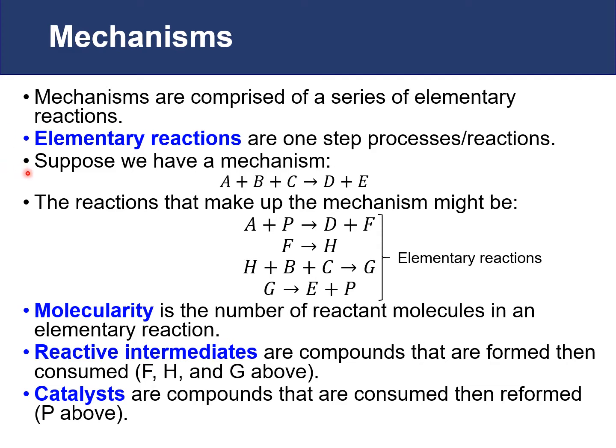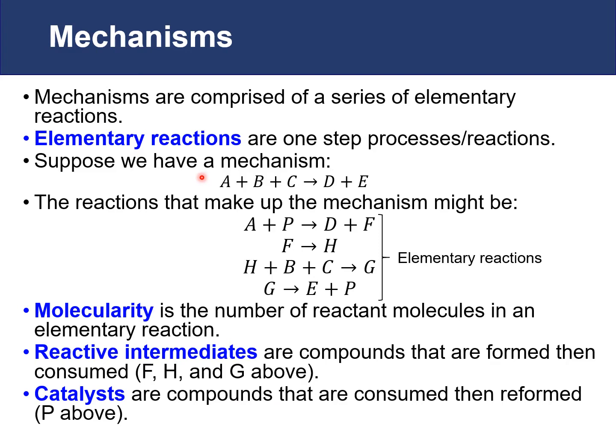Now let's suppose we have a mechanism that for our balanced chemical equation is A plus B plus C goes to D plus E. Often whenever you have three things on the reactant side, these are rarely ever going to be one-step processes. Instead, they're comprised of many steps that when we add all those steps together, we get our overall chemical reaction.